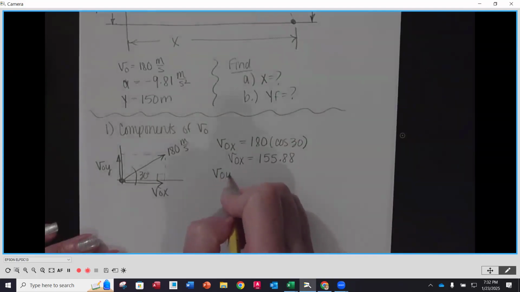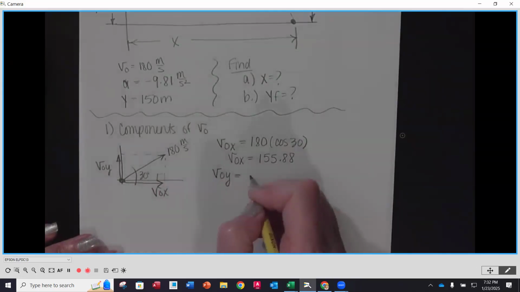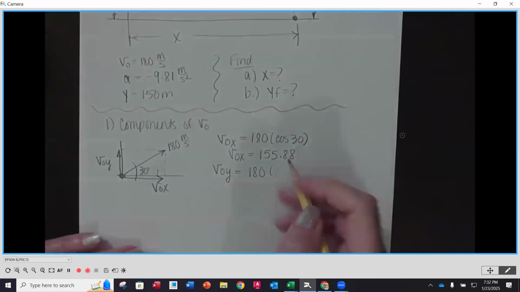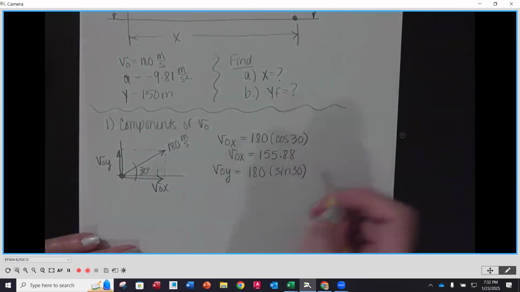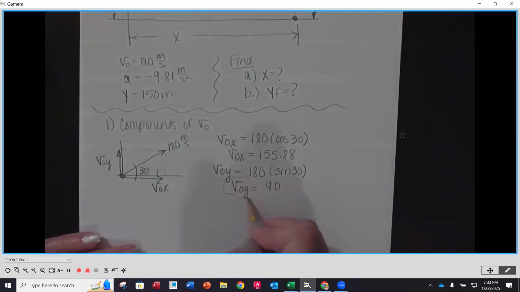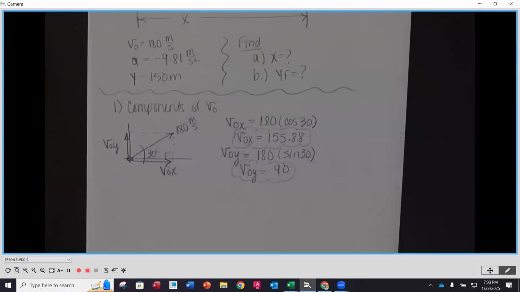And then our VOY, it's vertical here. We would imagine it out here, but it would be the 180, our hypotenuse, times the sine of 30 degrees. Okay. So our VOY, we multiply those out, should get 90 meters per second. So these are going to be the values that we will be using corresponding to the horizontal and the vertical motions. Everybody get those and kind of remember components and such.